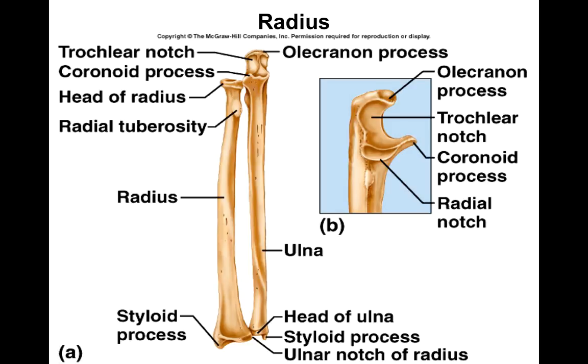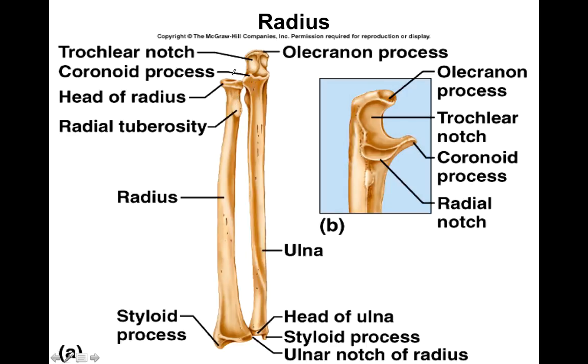Talk about the radius and the ulna. These are the two bones of the forearm. The radius is on the medial side of your forearm. I'm sorry, the radius is on the lateral side in the anatomical position. The radius is the thumb side. It's the bone on the thumb side. So if you hold your thumb up, the radius will be the superior bone.